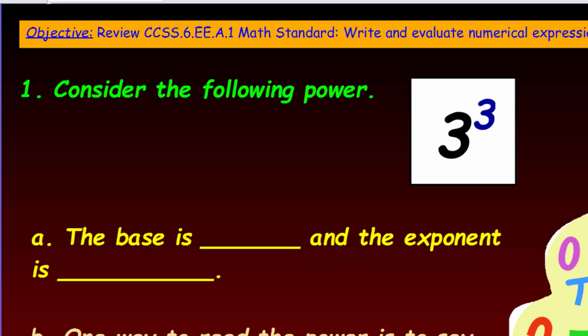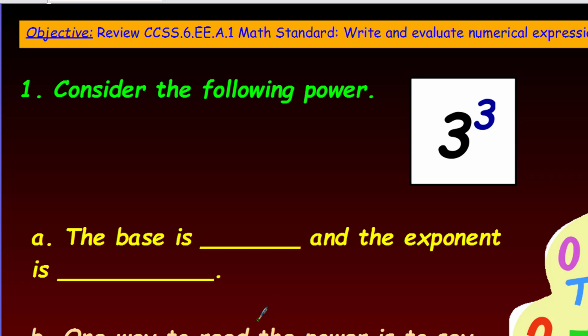First one says consider the following power. I see 3 raised to the 3rd power. Sometimes we say the 3rd power of 3. I guess there are different ways that you could say that. I always tend to say 3 raised to the 3rd power. Here you could say 3 cubed because 3 is cubed. I do have some little frames here I need to fill in. It says the base is blank and the exponent is blank.